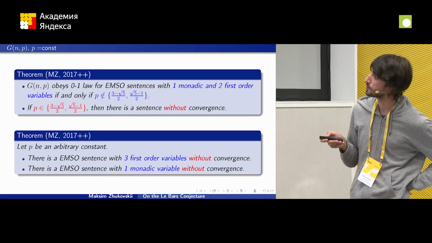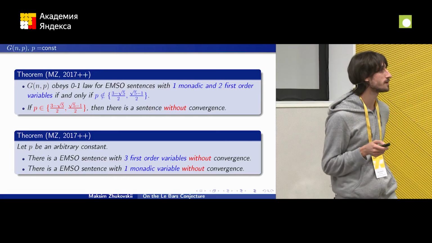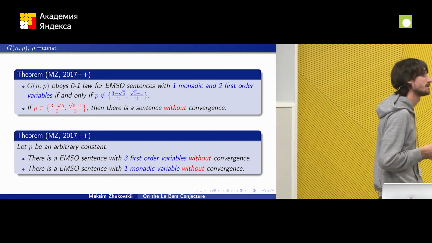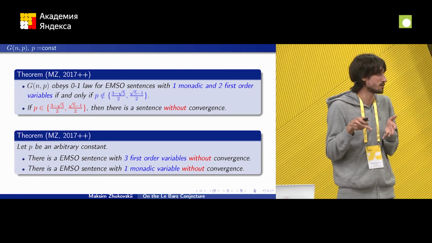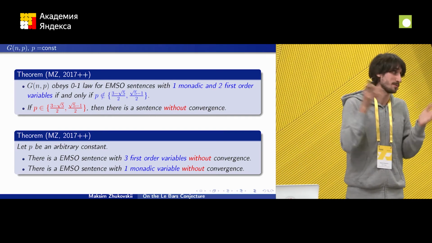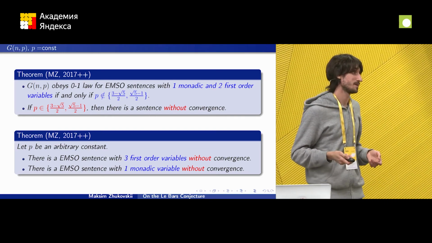What is the difference between the second statement of the second theorem and the first statement of the first? Because in the second statement of the second theorem, the number of first order variables is very large. So it's not 2. Here we have one sentence with one monadic and two first order variables, and here we have one sentence with one monadic and many first order variables. Okay, you didn't mention it.